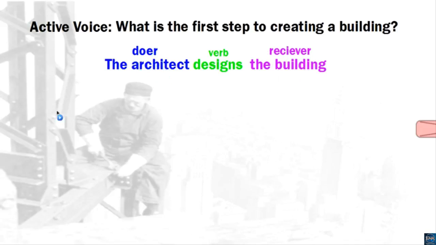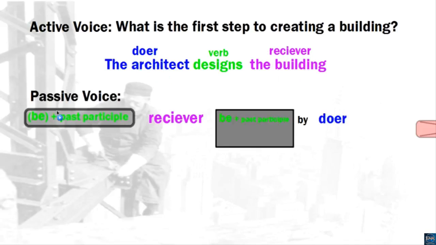But today we're using the passive voice. So remember, in the passive voice, we start with the receiver. And then we always change the verb in the passive voice. We use be and a past participle of the main verb, of the principal verb.